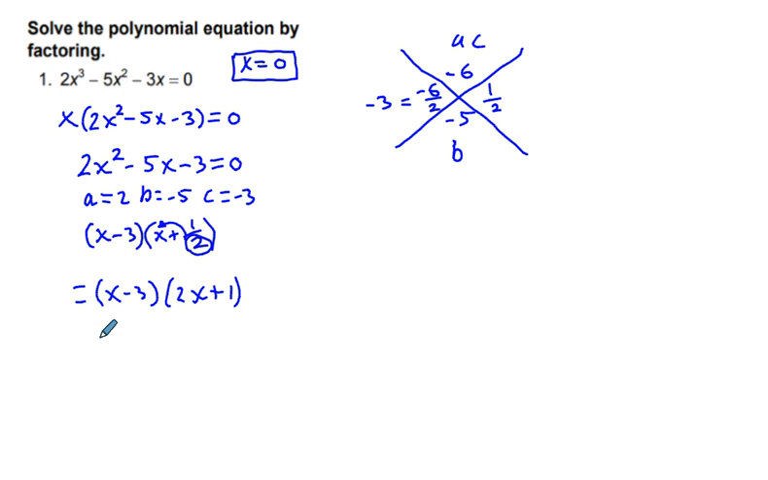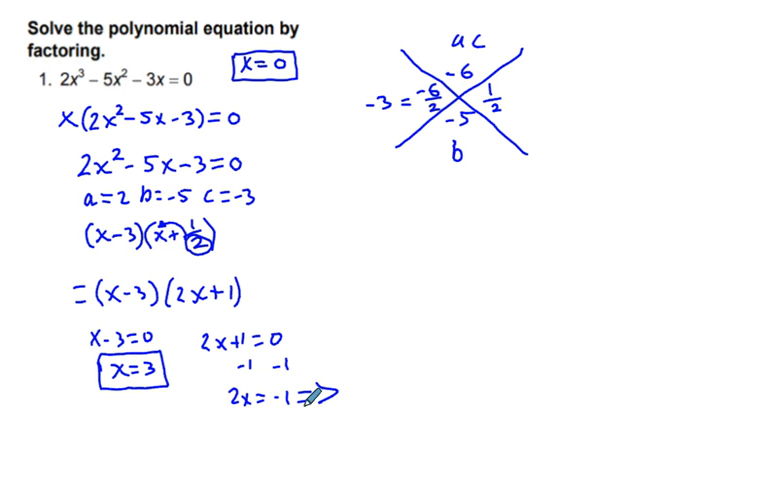And we said each of these factors equals 0. So we have x minus 3 is equal to 0. We have x is equal to 3, which is one of our solutions. And then we have 2x plus 1 is equal to 0. Subtract 1, 2x equals -1. And we divide by 2, we have x is equal to -1/2. So there we have it.